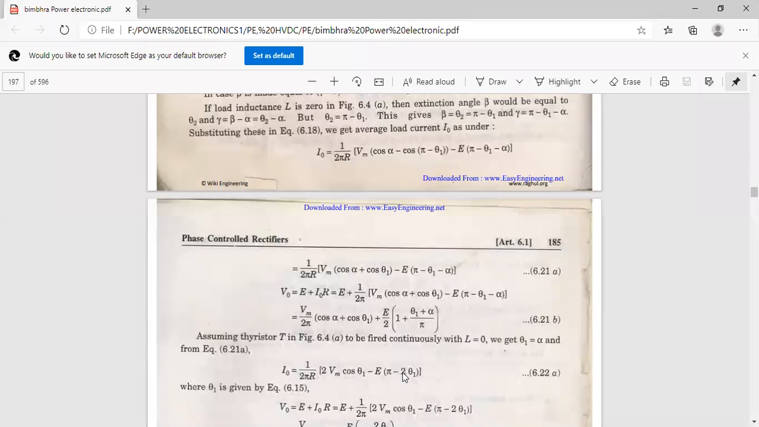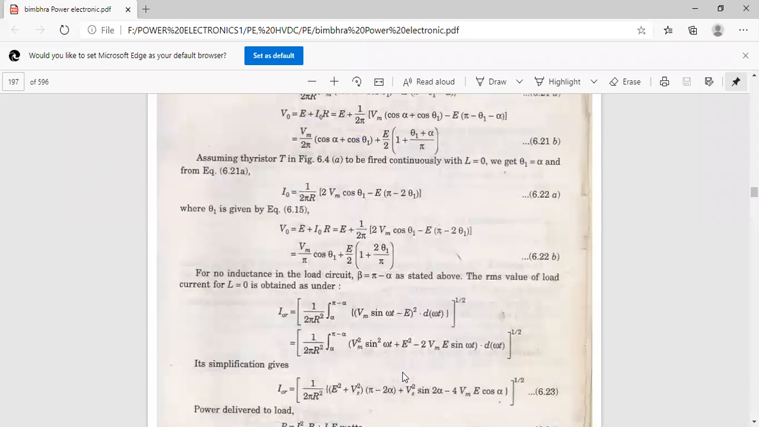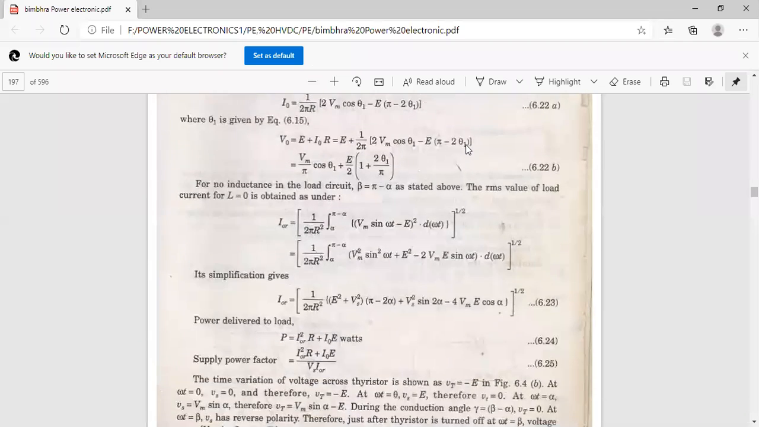Up to here, this is the V naught equation. V naught is equal to E plus I naught R. Up to here you have to write. Then I naught R is equal to this formula. Then output power in the load. This is the power in the load. Then power factor is equal to output power by input power.